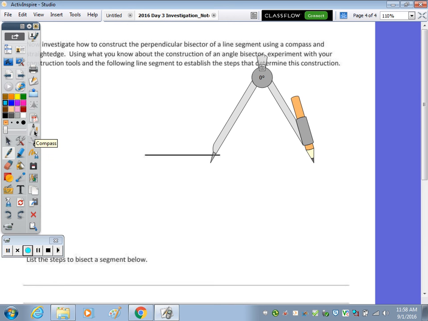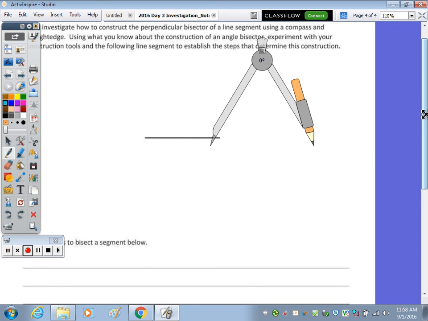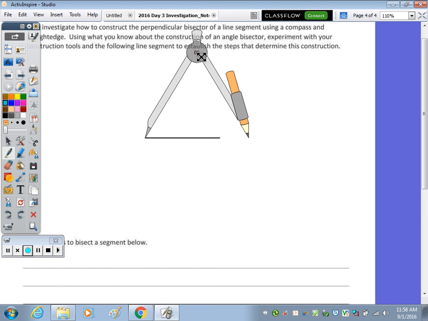Rather than do it all first, let's actually list the steps as we do the construction. So the first thing you want to do is put the compass point on the endpoints so that we can draw an arc or a circle. In order to give someone instructions on how to do this, let's label each endpoint as A and B. So step number one, label the endpoints of this segment as A and B.